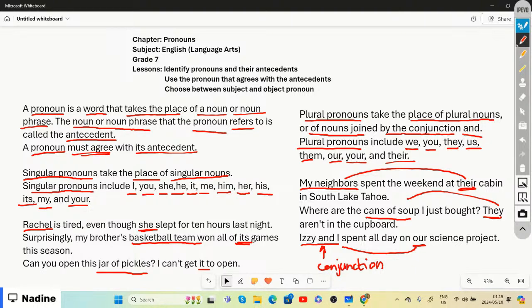So that is basically pronouns, right? We have our singular pronouns, which take the place of singular nouns. And we have plural pronouns, which take the place of plural nouns or of nouns that are joined by a conjunction, which is and, right? Our pronoun needs to agree with the antecedent, and we said the noun or the noun phrase that the pronoun refers to is called the antecedent.